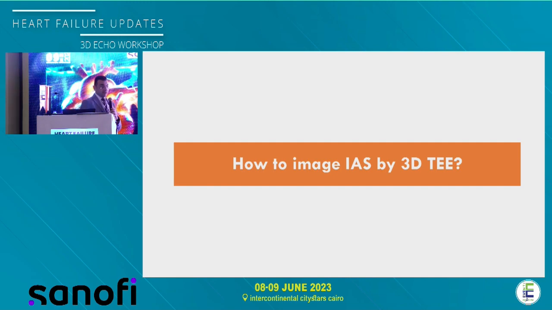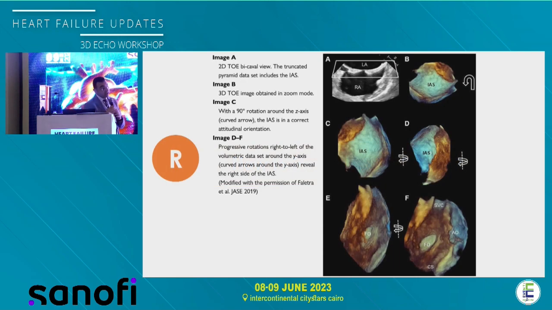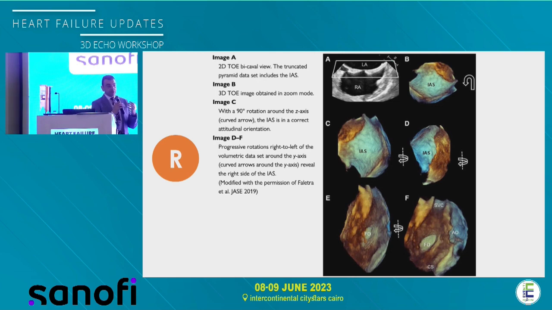Interatrial septum by the 3D transesophageal echocardiography. And here comes the article that I mentioned in the previous image. You could measure it, you could see it from the right atrial perspective and the left atrial perspective. In the right atrial perspective, you are using the 3D zoom, and then you rotate the image and tilt it to make it in the face of you.